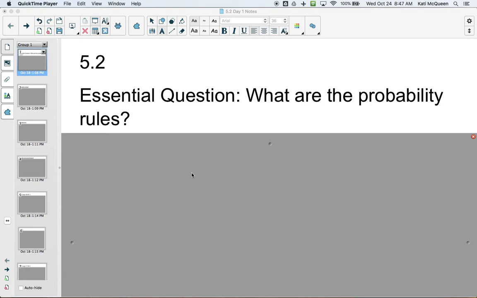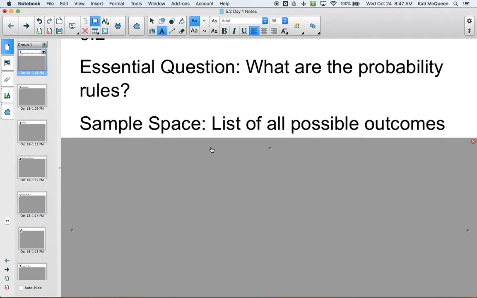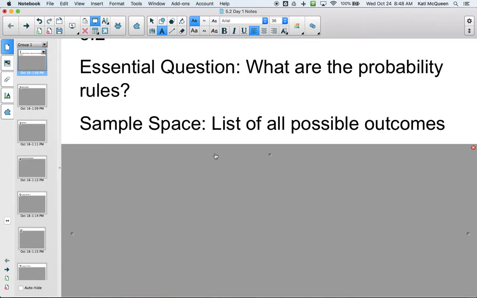All right, so we are going to look at some of the basic probability rules today. So in general, probability starts with something called a sample space. And a sample space is the list of all possible outcomes. So anything that could possibly happen.